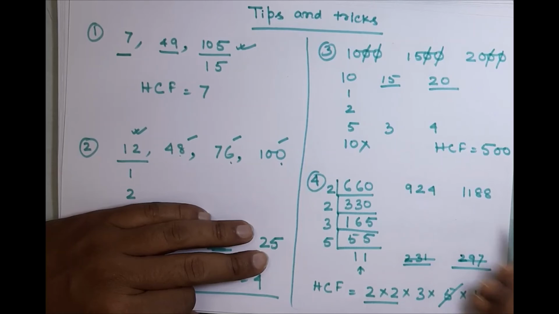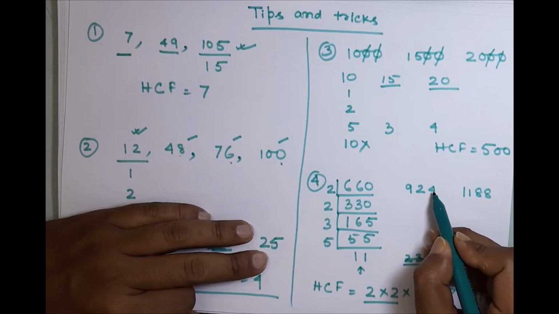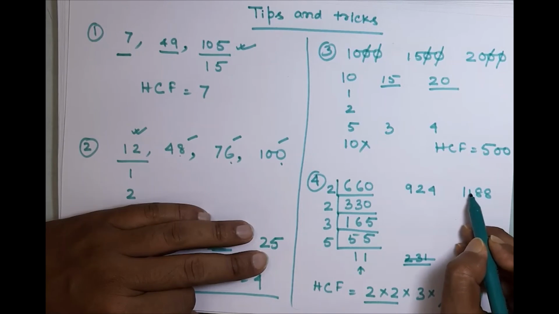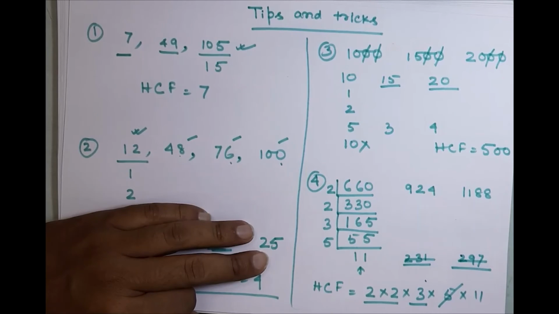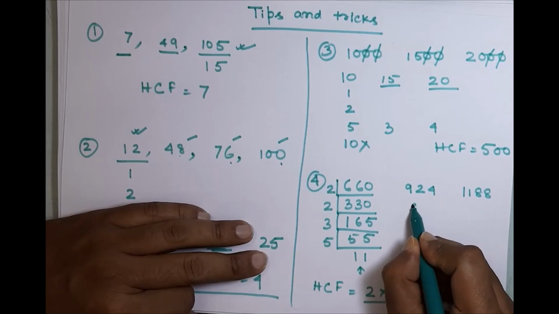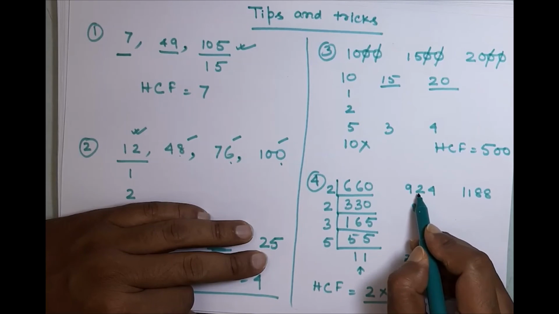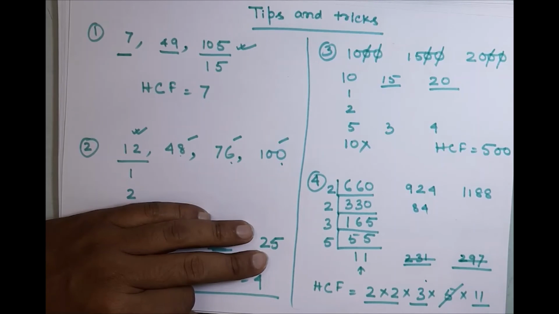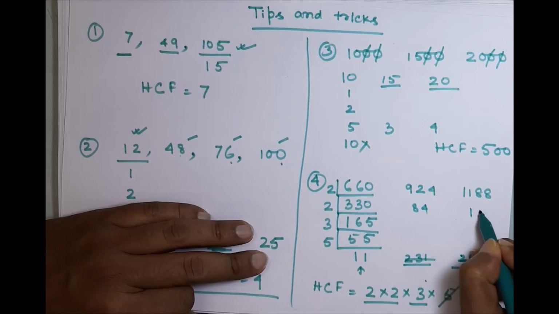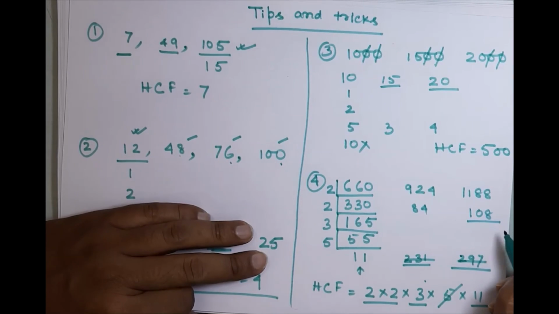So we'll just check whether 924 and 1188 are divisible by 3 or not. 9 plus 2 plus 4 is 15, which is divisible by 3. 1 plus 1 plus 8 plus 8 is 18, which is divisible by 3. So 3 will also remain because both numbers are divisible by 3. What about 11? We'll check whether 924 is divisible by 11 or not. 11 8s are 88, and then 44, 84. So 924 is divisible. What about 1188? 11 1s are 11, then 0, 8. So it is also divisible without leaving any remainder. So 11 is a factor of 1188 and 11 is also a factor of 924. So 5 is not possible. So this is our HCF.